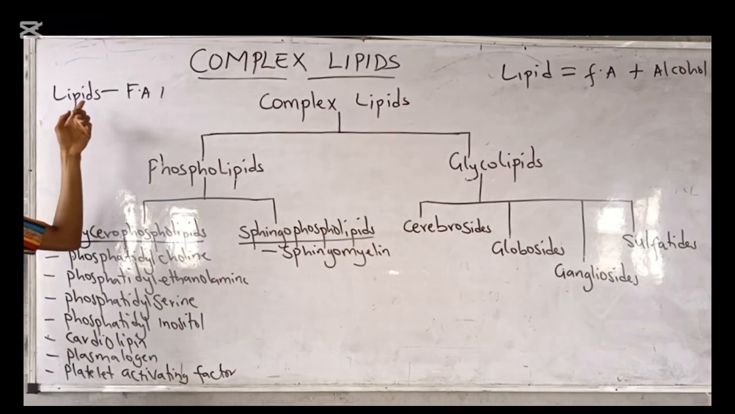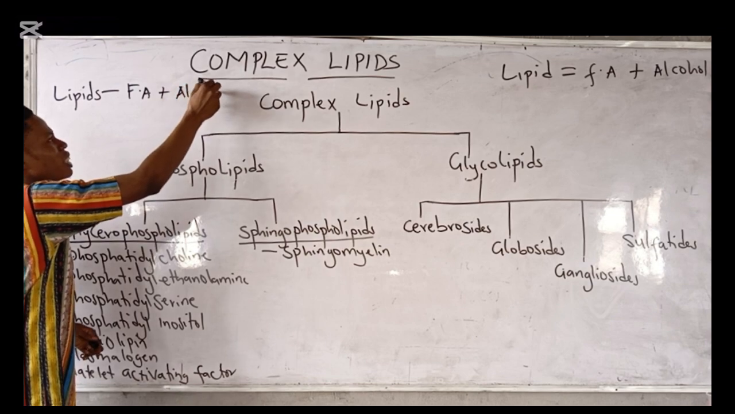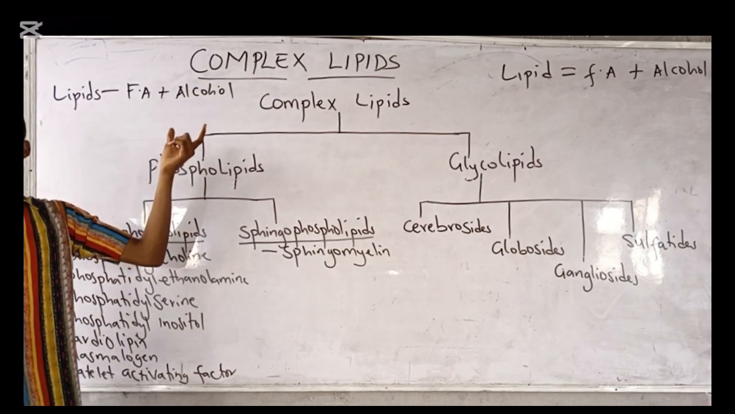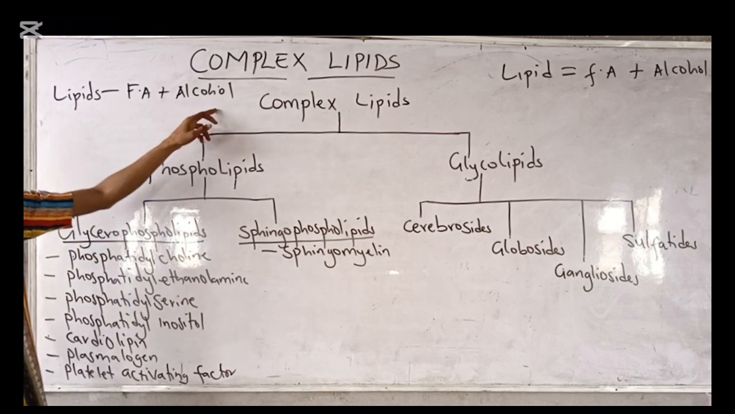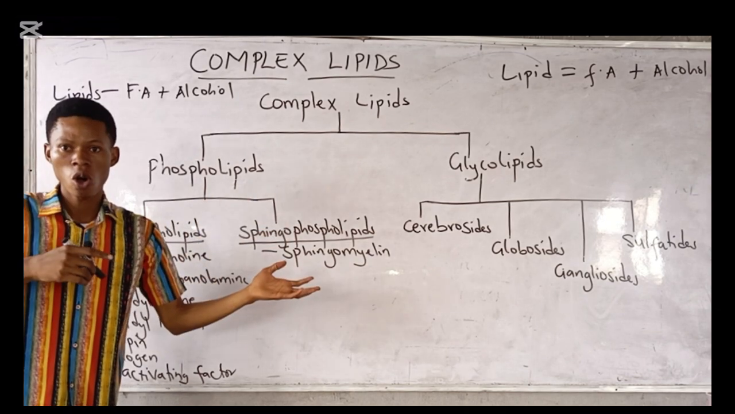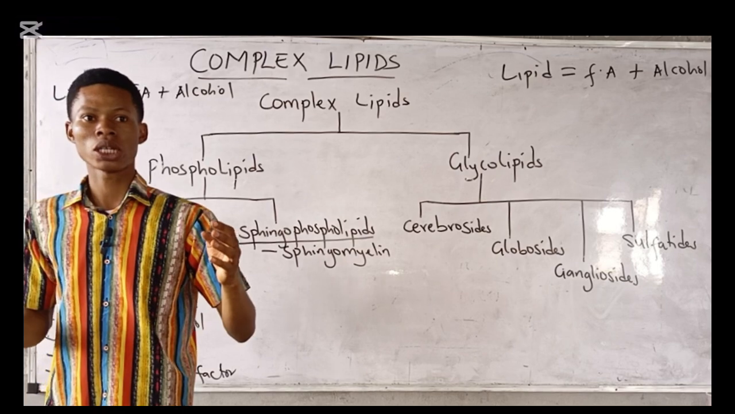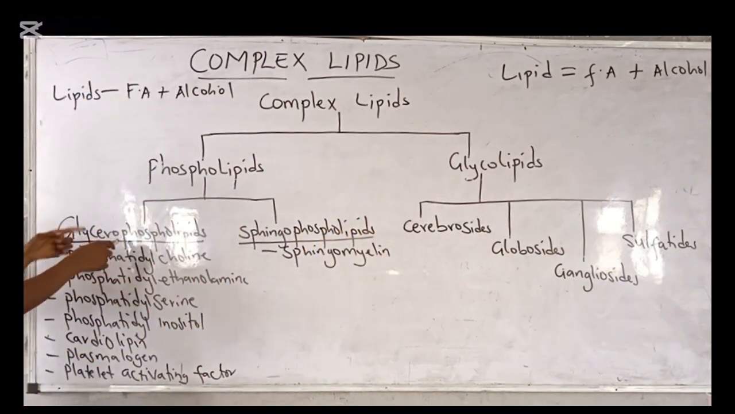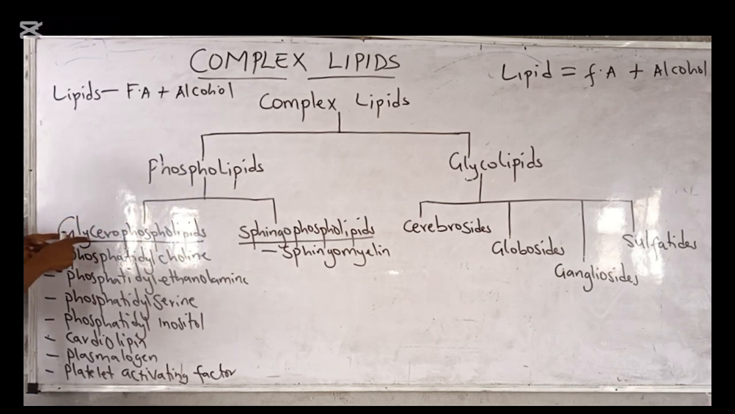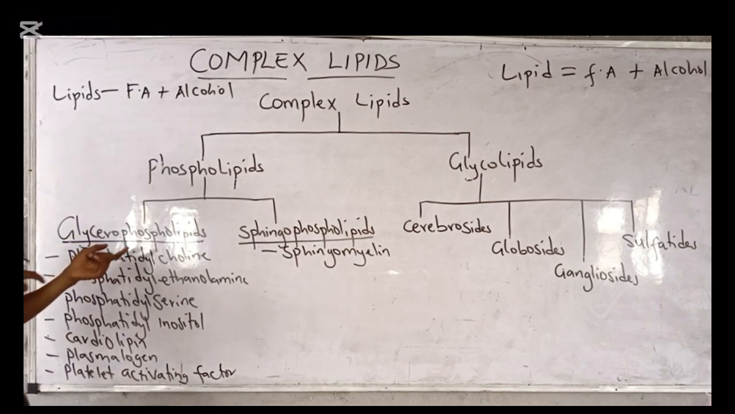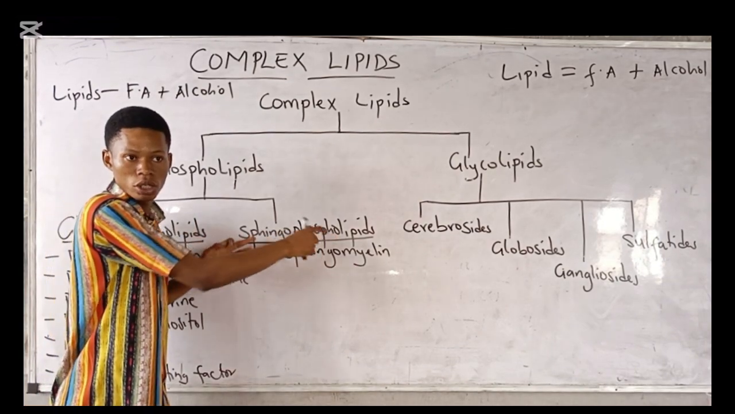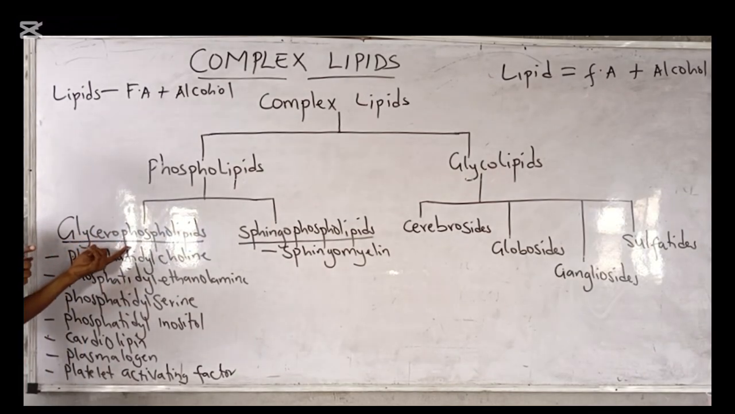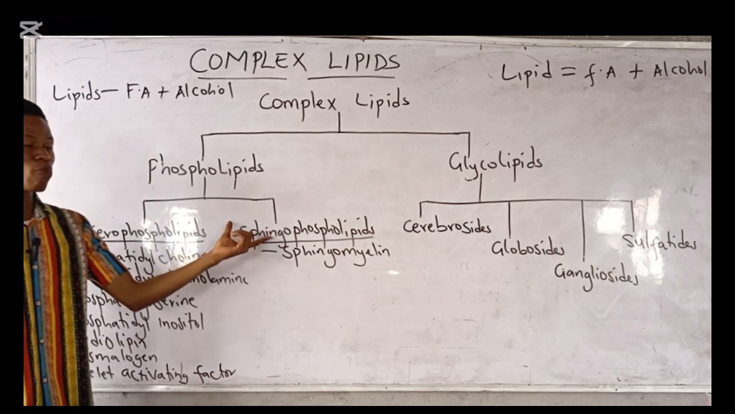Now, we said lipids contain fatty acid and alcohol. There are two kinds of alcohol that can be present, and we can classify our lipid based on the alcohol present. The alcohol can either be glycerol or sphingosine. Now, if the alcohol present in this phospholipid is glycerol, we call it glycerophospholipid. If the alcohol present is sphingosine, we call it sphingophospholipid. Do you understand that? So glycerophospholipid has three components: glycerol, fatty acid and phosphate group. The alcohol present here is glycerol, while the alcohol present here is sphingosine.